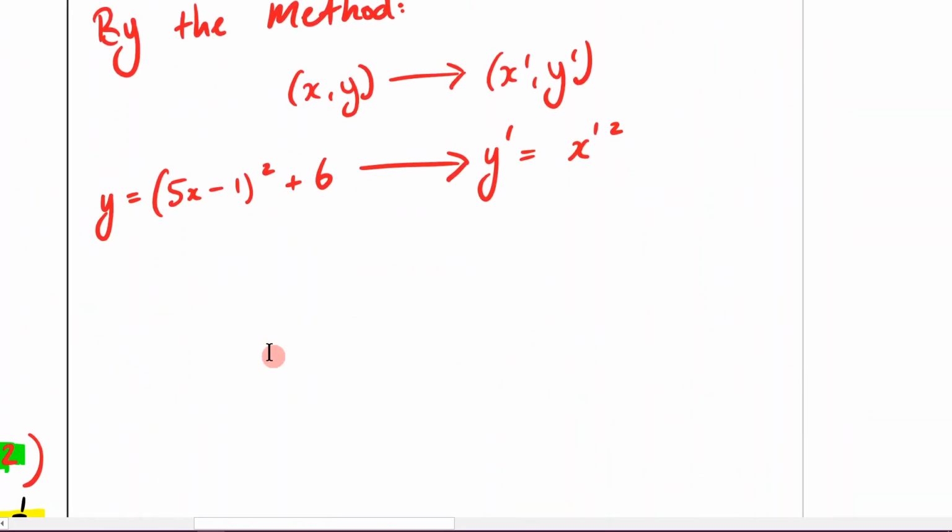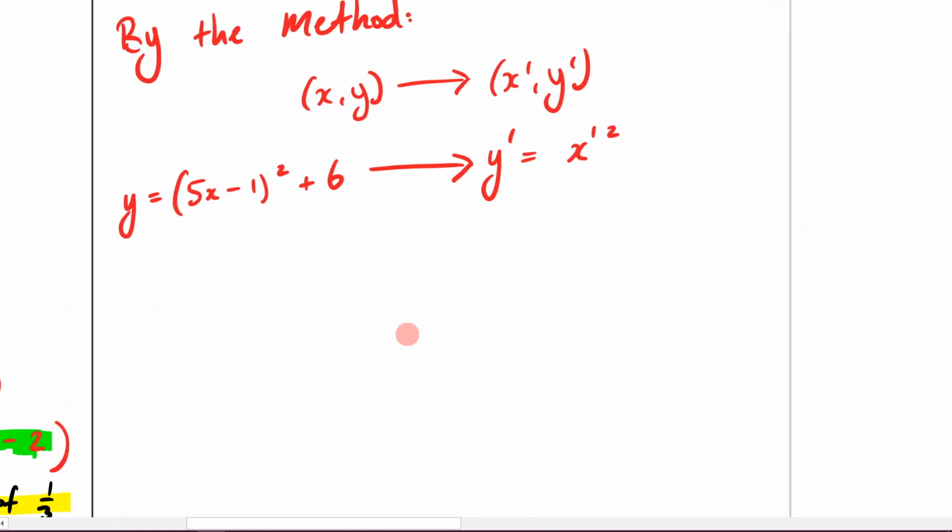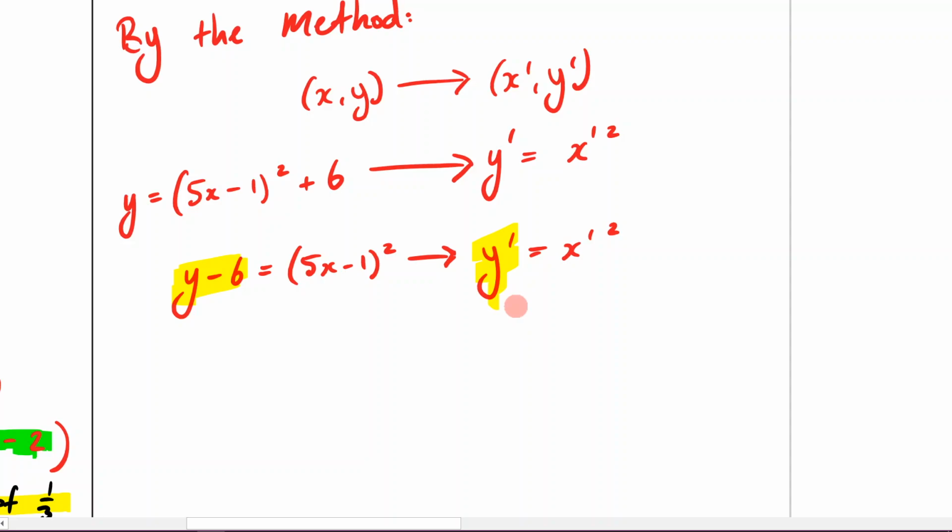Yeah, that's correct. The next thing that I do is I rearrange this. So I'm going to get y minus 6 is equal to 5x minus 1 squared. And then on this side, I have y dash is equal to x dash squared. Perfect. Then the next thing that I do is I equate. So this is equated with that. And then this is equated with that.